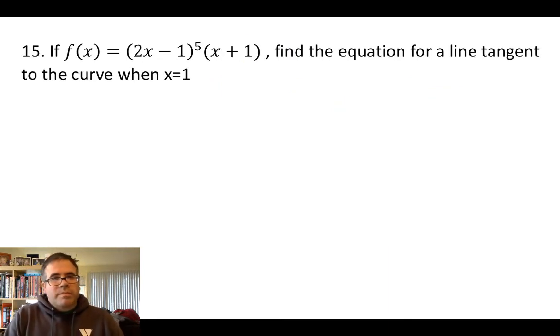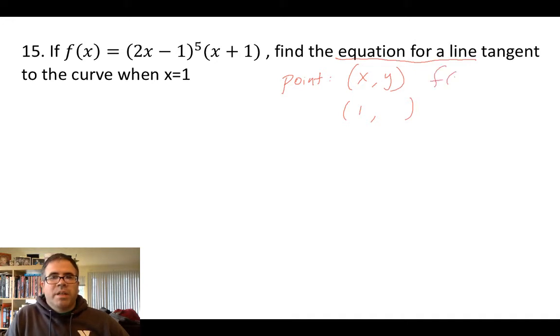Finally, I think, we have this problem. F of x is equal to 2x minus 1 to the 5th power times x plus 1. Find an equation for a line tangent to the curve when x equals 1. All right, so if you need an equation for a line, you need two things. You need a point. At this point, we have the x, and we need a y. So we have 1, and we're not sure what that is. So we'll go through here. F of 1 is equal to 2 times 1 minus 1 to the 5th power times 1 plus 1. Well, that's equal to 1 to the 5th times 2, which is just 2. There's our point.